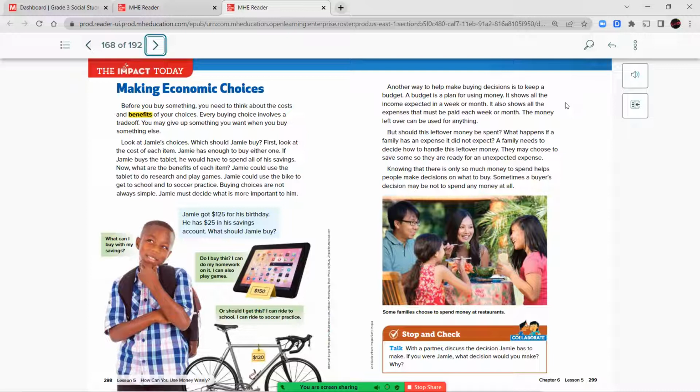But should this leftover money be spent? What happens if a family has an expense that they did not expect? A family needs to decide how to handle this leftover money. They may choose to save some so they are ready for an unexpected expense. Knowing that there is only so much money to spend helps people make decisions on what to buy. Sometimes a buyer's decision may be not to spend any money at all.